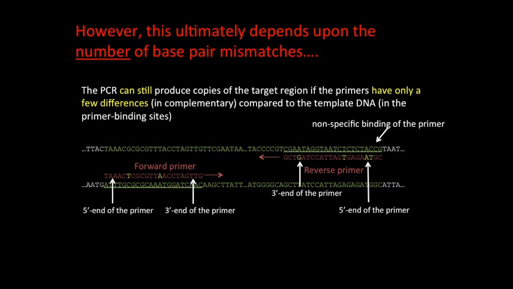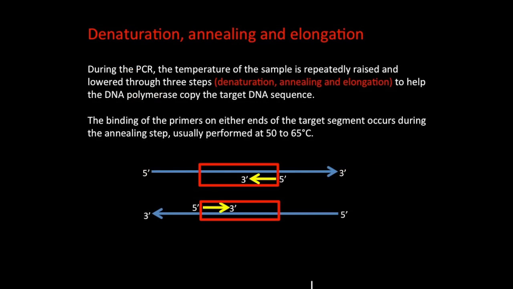Mismatches at the 3' end of a primer make the primer less likely to anneal to the template than those mismatches near the 5' end of a primer. This is influenced by the methods used in the laboratory. During the PCR, the temperature of the sample is repeatedly raised and lowered through 3 steps, called denaturation, annealing, and elongation, to assist the DNA polymerase copy the target DNA sequence.